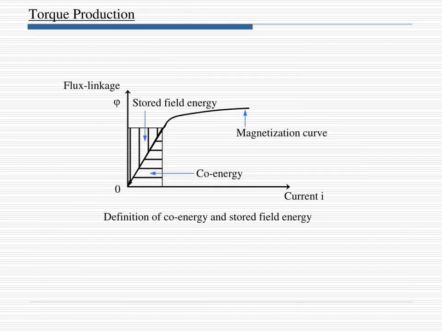Now we are going to see the torque production. On the y-axis we can see the flux linkage, and on the x-axis the current, where we can see the stored field energy and the co-energy. Between the stored energy and the co-energy, the magnetization curve is formed.